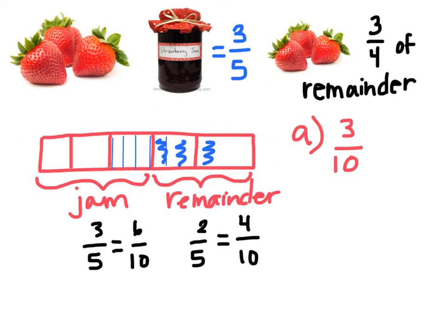What fraction of the strawberries did Janice have left? Well, she had 1/10 left. Because remember, all of this was used to make jam. So she only has this one little section left to eat. Okay, so she has 1/10 of her strawberries left for her own use. Now let's try this again using method 2.